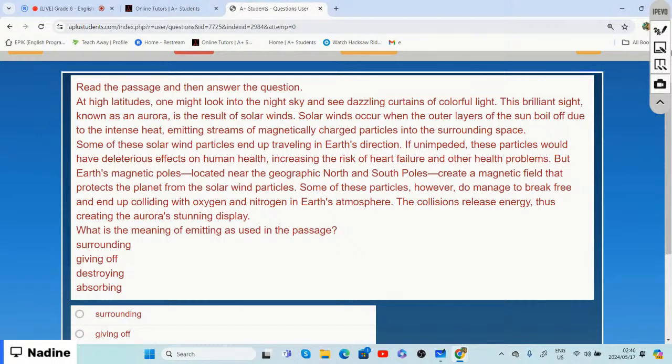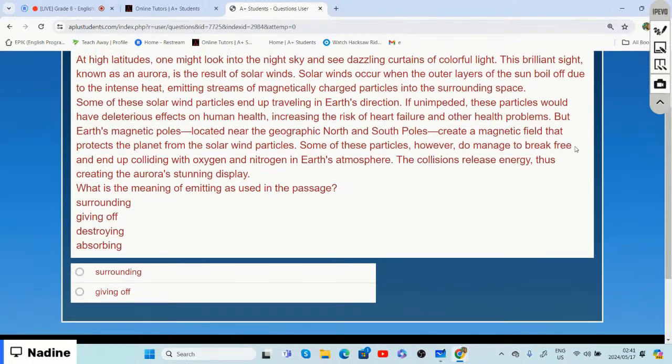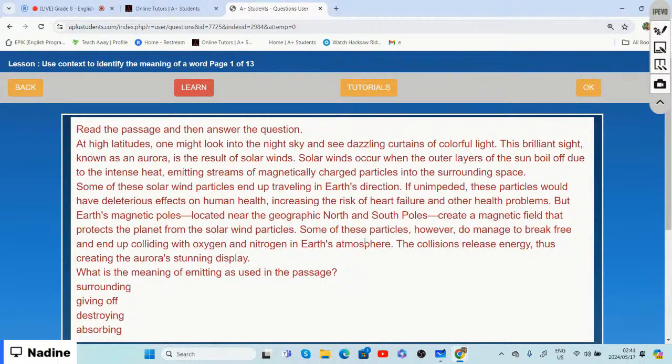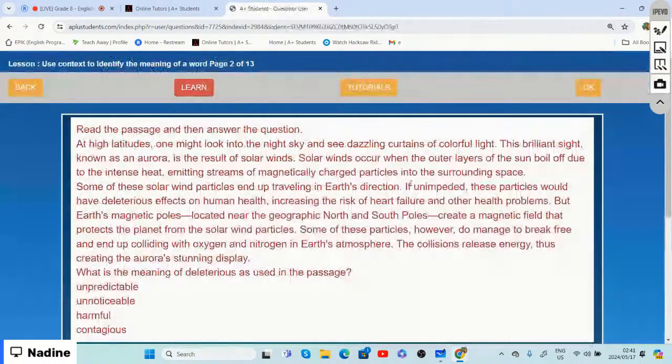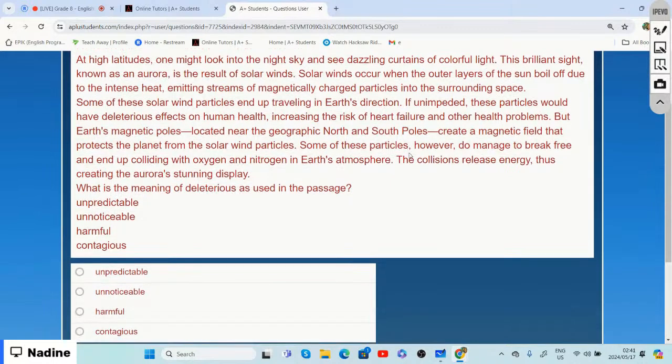We now need to say what is the meaning of emitting. So we need to say what's the meaning of emitting in the passage. Is it surrounding or is it to give off? Emitting. All right, and if we were to decide which one it is, I think it is give off. Emitting is to give off. So emitting means to give off.